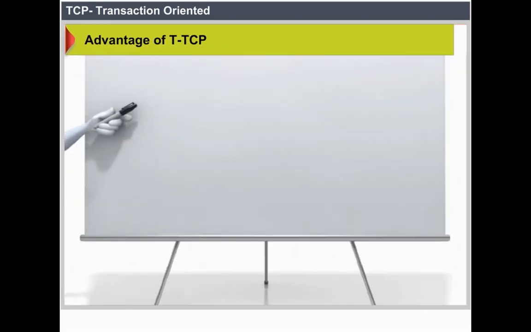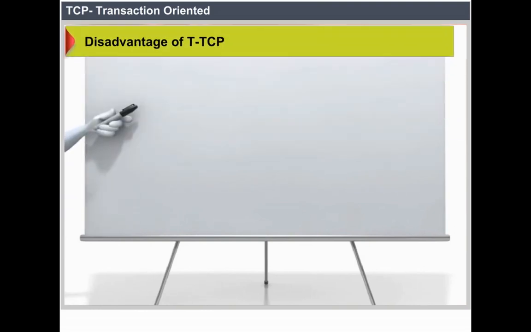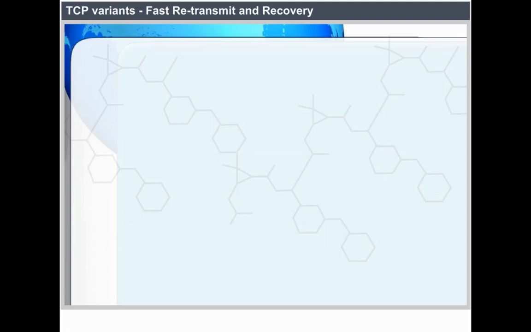Advantage of TTCP: increase in efficiency by reducing overhead of packets for connection establishment, data transfer, and connection close. Disadvantage of TTCP: the mobile node TCP layer needs a change to enable the implementation of TTCP. Fast retransmit/fast recovery transmission.